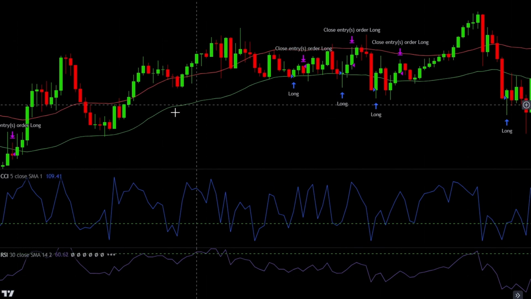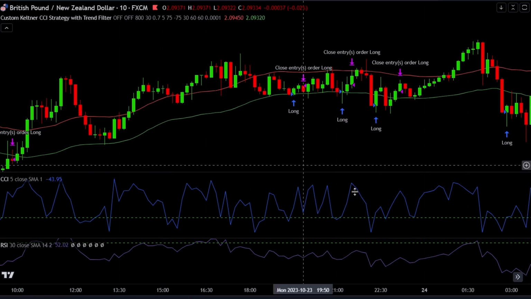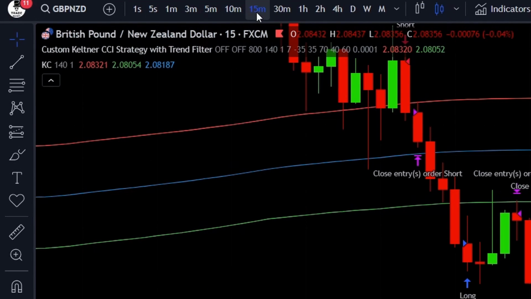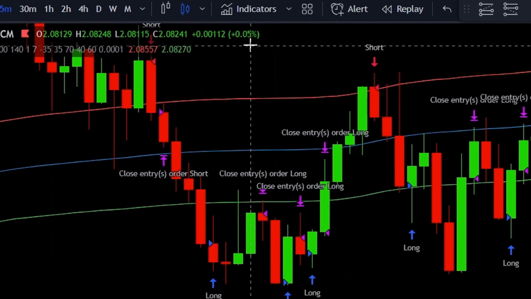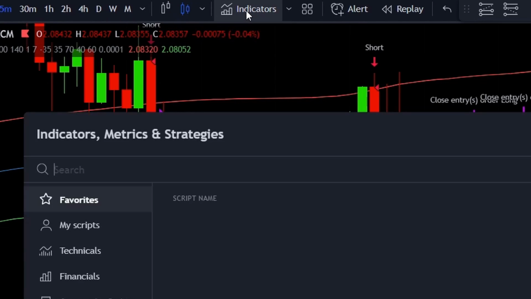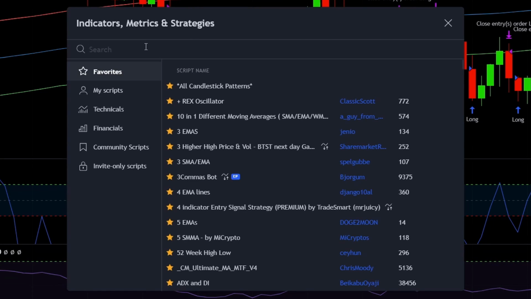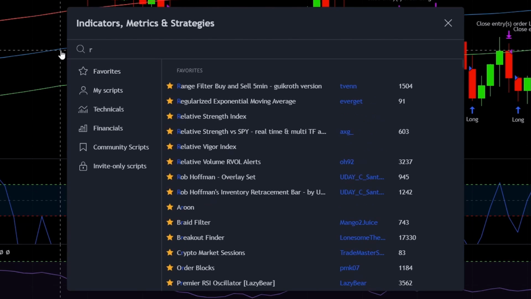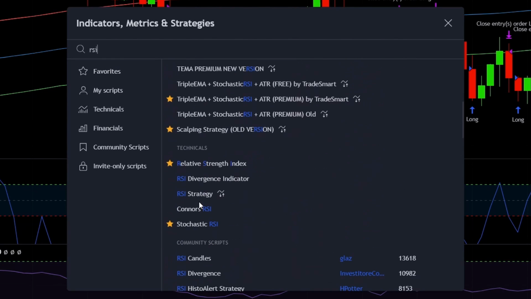First, let's go over the indicators needed and the rules of the strategy. Open TradingView and set up one of your forex pairs. In this example I will use the GBPNZD 15-minute chart. Now let's set our indicators. Open up the Indicators tab and first type in CCI. Add the Commodity Channel Index. Next up type in RSI and add the Relative Strength Index.